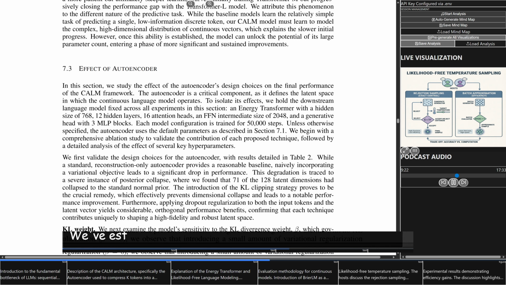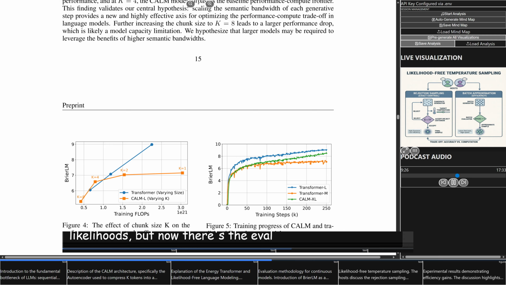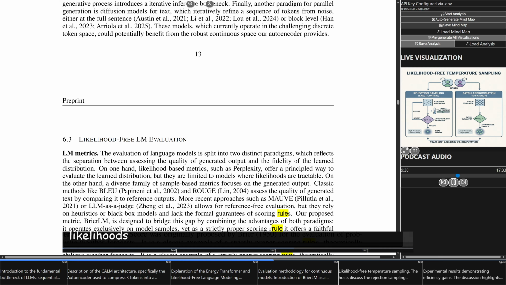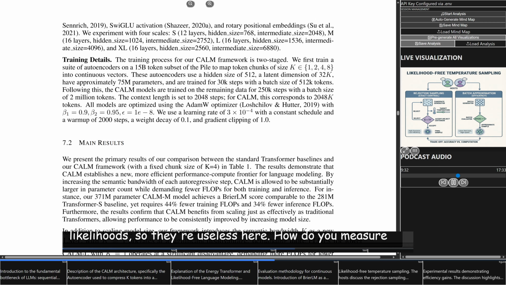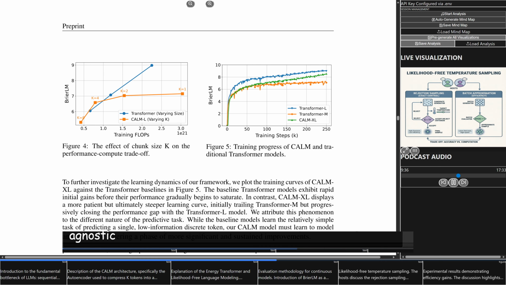We've established how to train CALM without explicit likelihoods, but now there's the evaluation problem. Standard metrics like perplexity are totally dependent on likelihoods, so they're useless here. How do you measure performance? Right. They needed a metric that was both model agnostic and, this is the key word, principled.